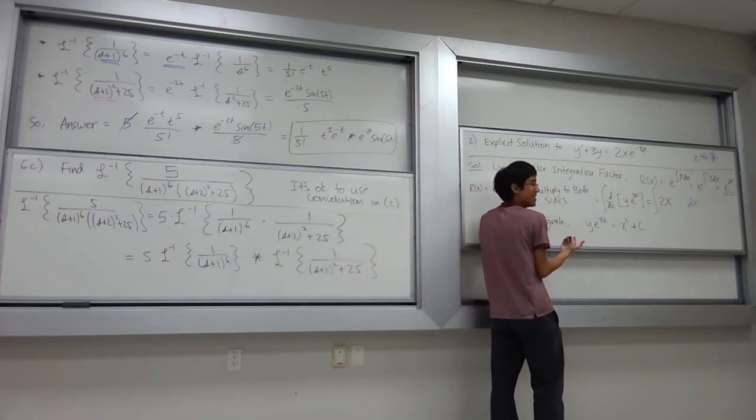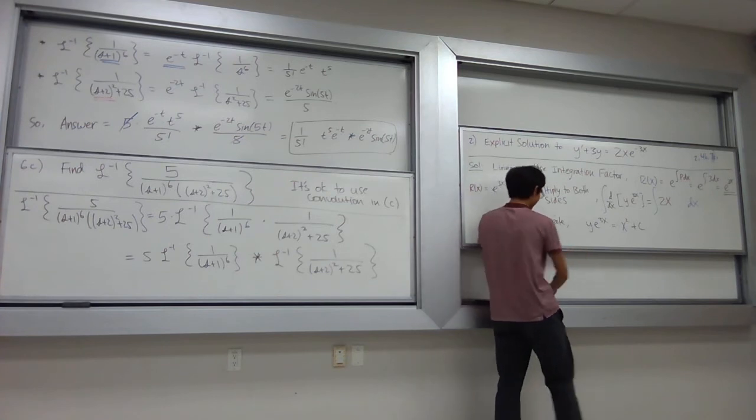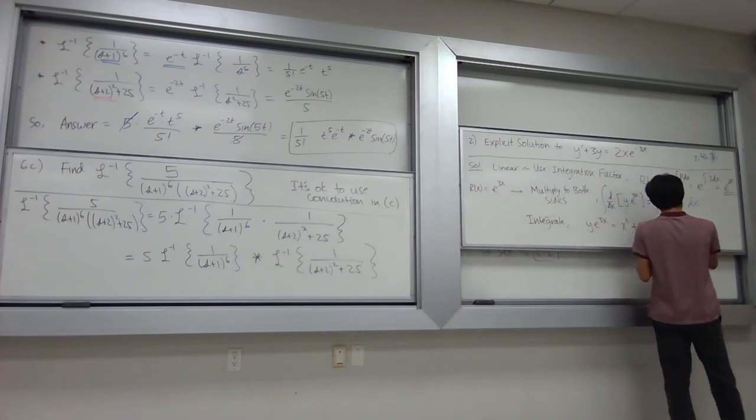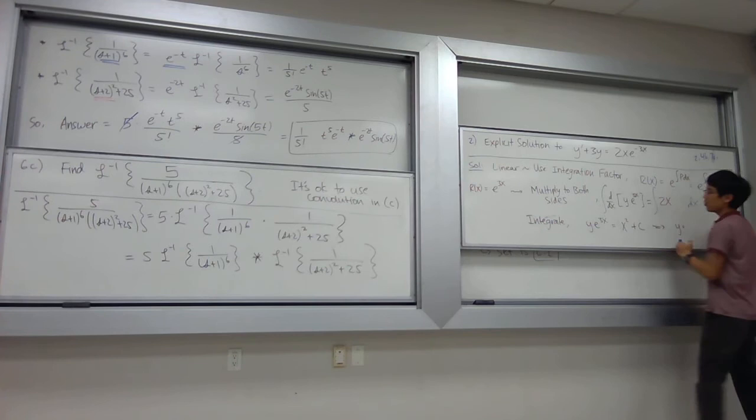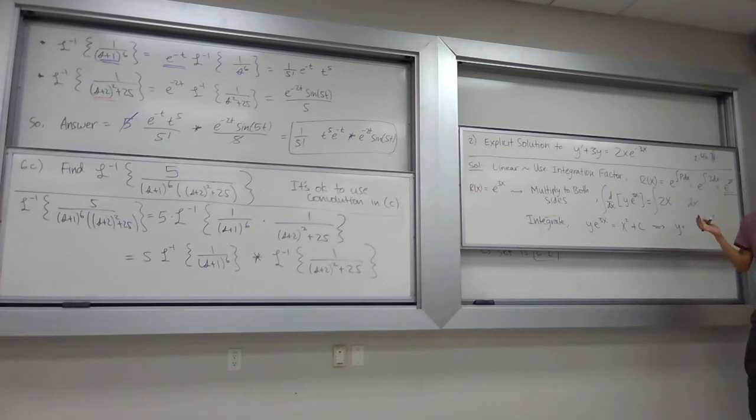And then all you need to do is isolate your y. Divide by the e to the 3x, or multiply by e to the negative 3x, same thing, right? So x squared plus c, and that's your answer. Okay, cool. Nice, I think on board. Any questions?